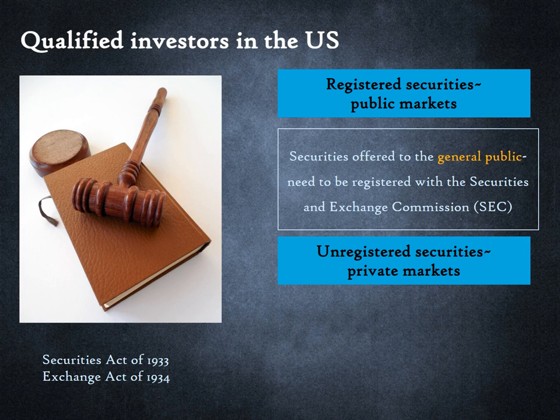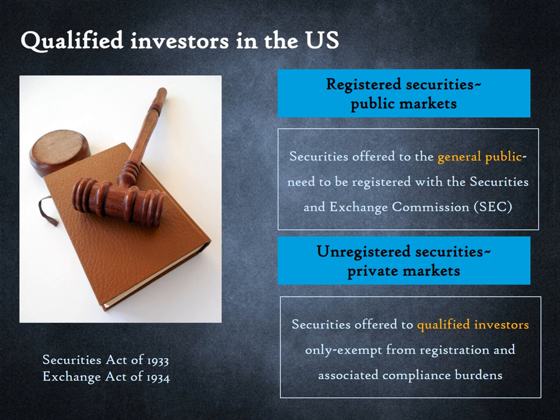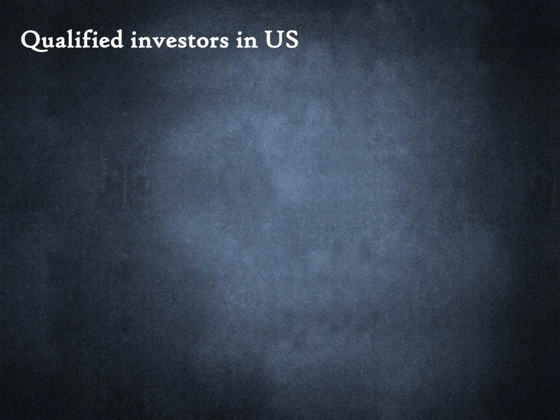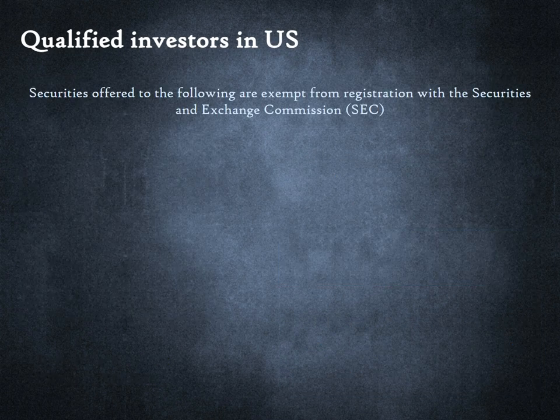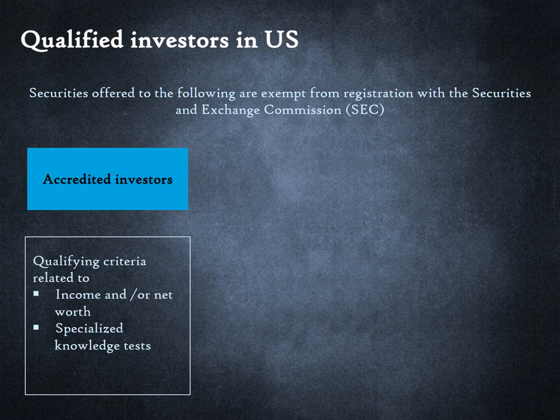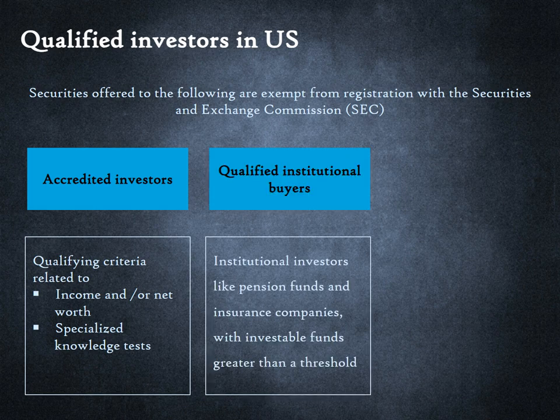Unregistered securities were those that need not be registered with the SEC as they were only offered to qualified investors. These unregistered securities form the private market. In the United States, the issuer is exempt from registration with the SEC if they raise funds from certain investor categories. These include accredited investors who meet certain income or net worth tests, as well as pass a knowledge test. Qualified institutional buyers are institutional investors like pension funds and insurance companies.